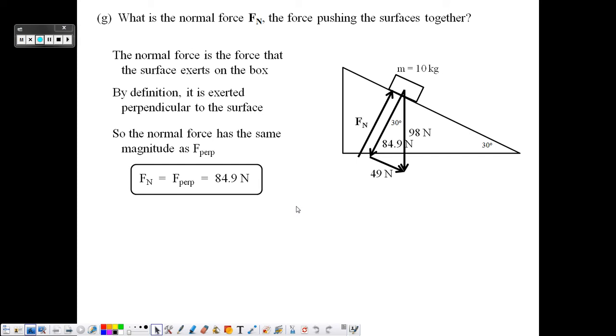Okay. It used to be that the normal force is the same as the weight. That's only true on a horizontal surface. When we're on an incline, we need to calculate the components, and the normal force is the same as force perpendicular.